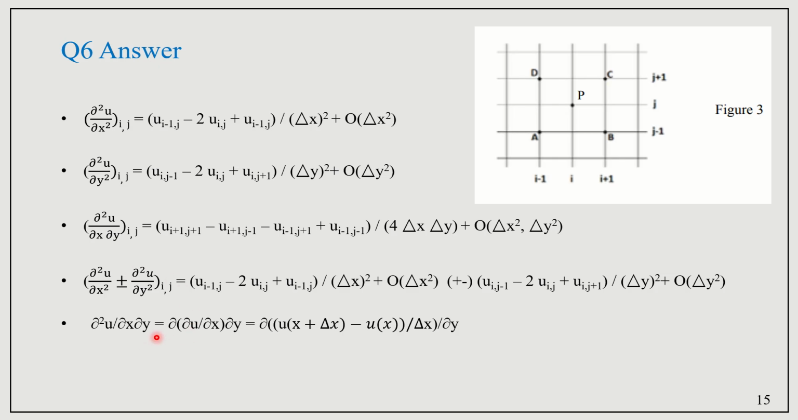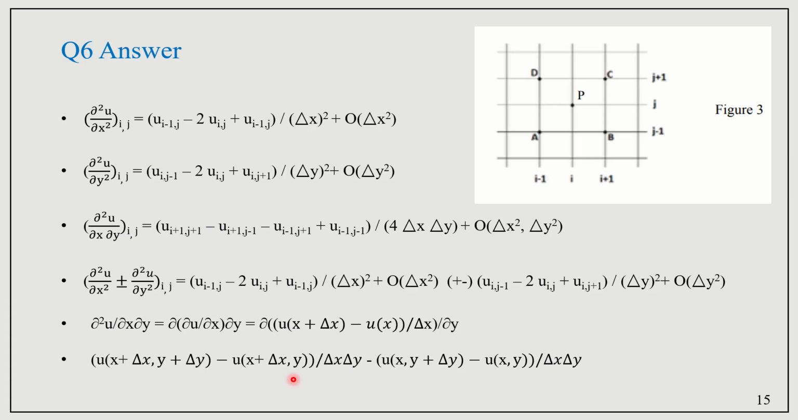We can actually go about it like this, since we cannot remember the expansion most of the time. What we can do is ∂/∂y of ∂u/∂x. We are using the forward difference approach, so it is u at x plus delta x minus u at x, divided by delta x, and we are just expanding that. We get u at x plus delta x and y plus delta y, minus u at x plus delta x at y, divided by delta x delta y, minus u at x comma y plus delta y minus u at x comma y.